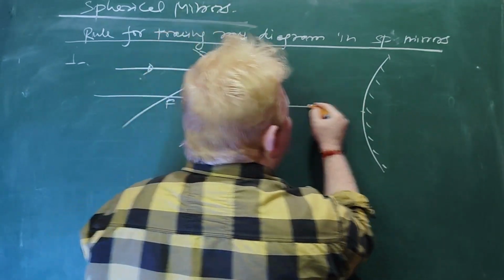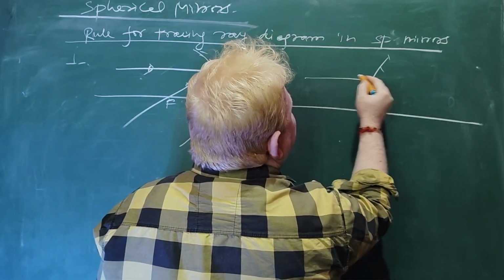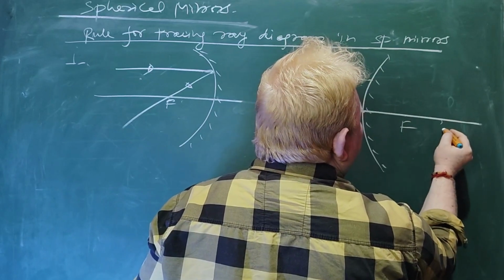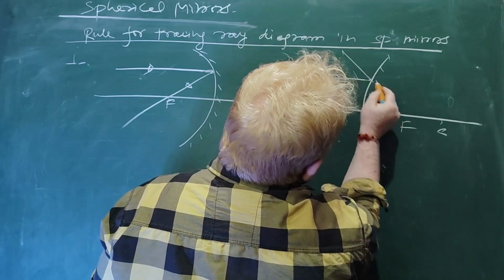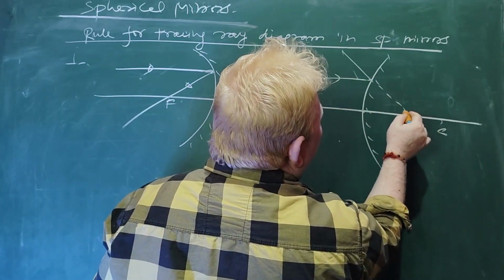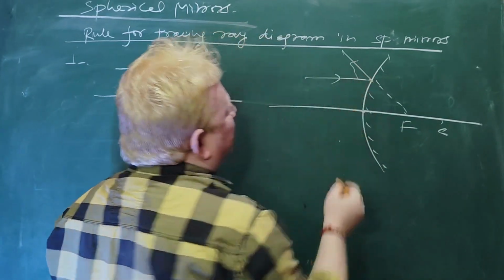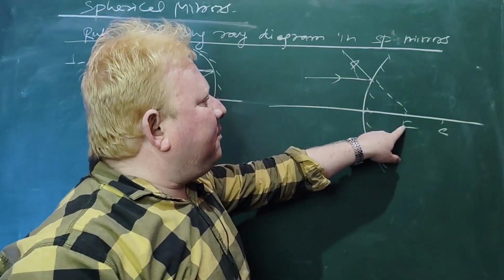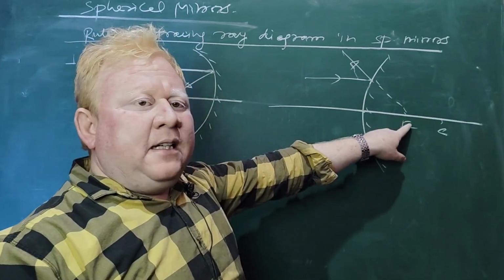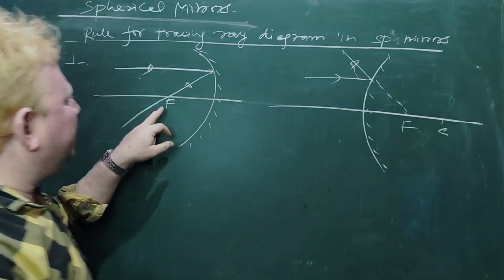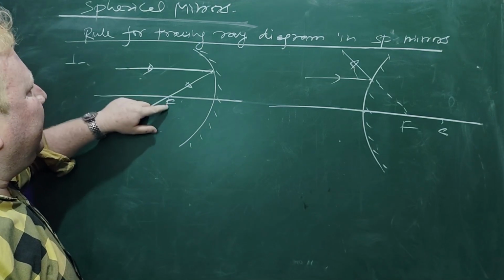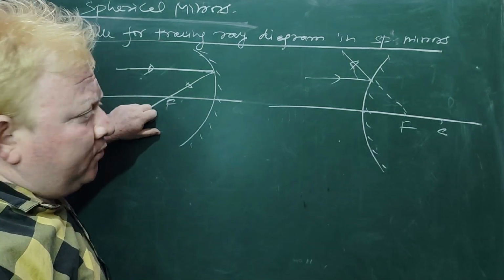Suppose this is how one light ray is coming. After reflection, suppose this is the focus and this is the center of curvature, it will go along the focus only. So when traced back behind the mirror, it appears to pass through the focus only. Here also the light ray coming parallel to the principal axis, after reflection, passes through focus only. So this you always remember.